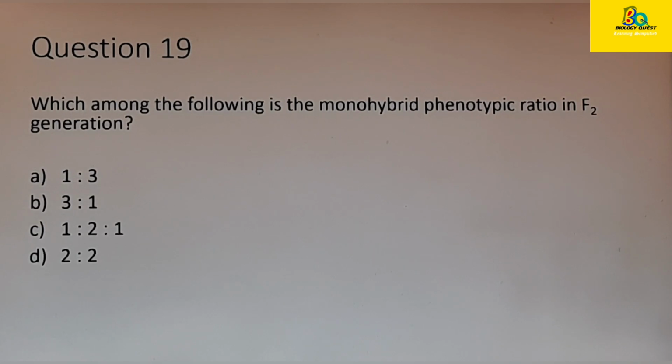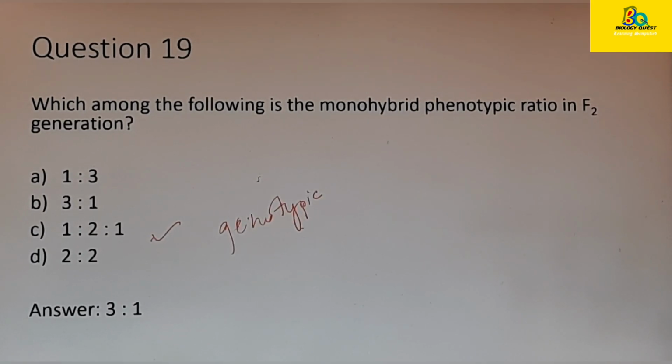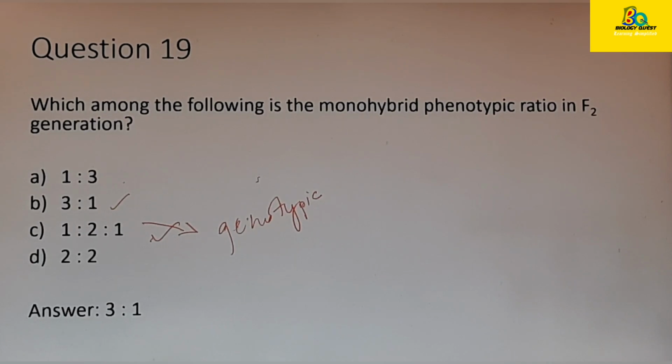3:1. Okay, options are 1:3, 3:1, 1:2:1, and 2:2. The correct answer is option B, 3:1. And what is 1:2:1? 1:2:1 is the monohybrid genotypic ratio. Okay, genotypic ratio is 1:2:1, and the phenotypic ratio is 3:1. So the correct answer is option B, 3:1.